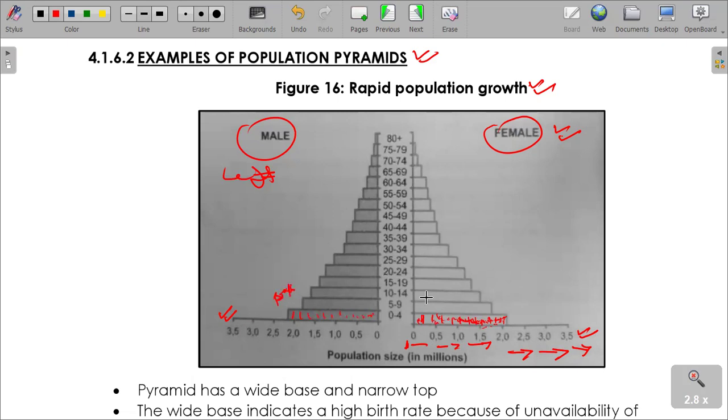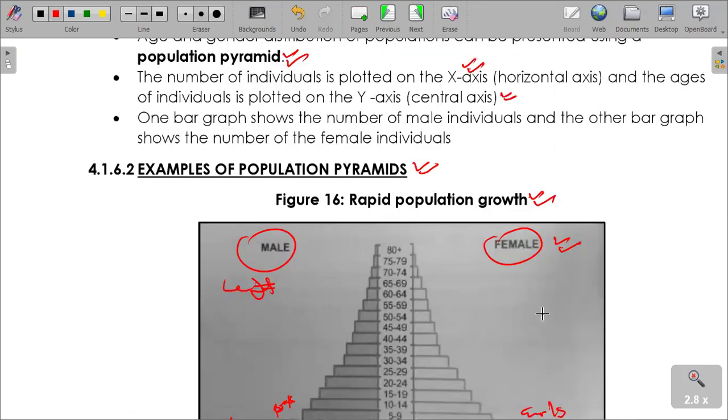Of boys this side, and then of girls that side. We can see that variation of population. So as I've said in this part here, one bar shows the number of males, and then the other bar shows the number of females. As you can see, this bar is showing the age, from the age of 65.